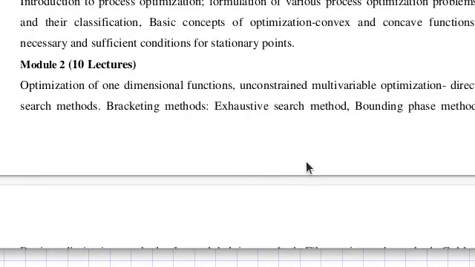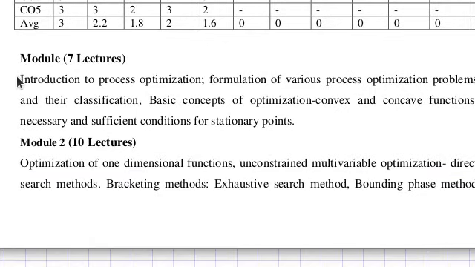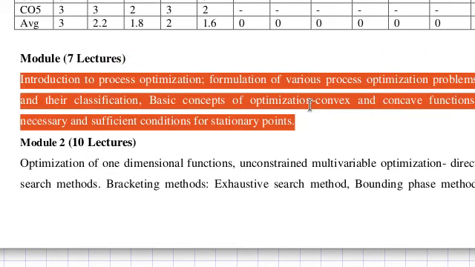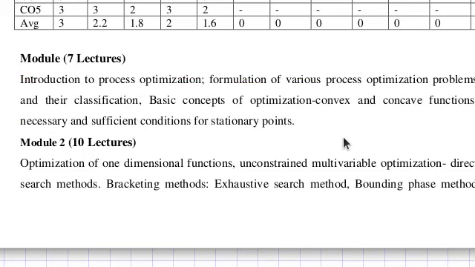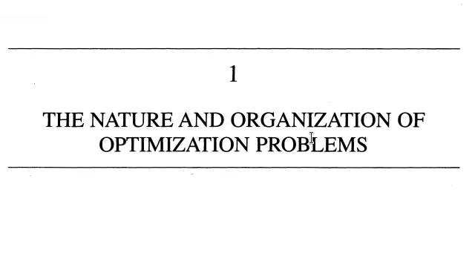So we come to the module 1 now, and in 7 classes we will have these many sections completed. So I am taking the first chapter of Himmelblau book. First we will just have some kind of introduction, so that the idea is clear to you that what kind of things we are going to study in this. So the nature and organization of optimization problems.